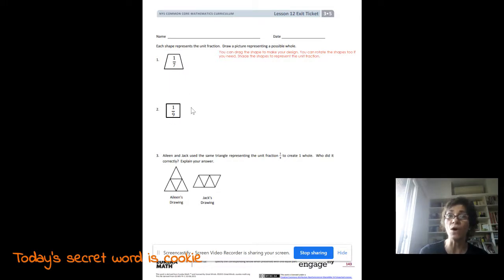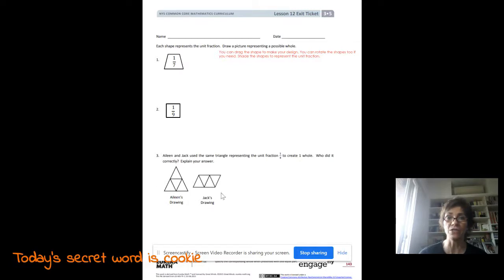Same thing here. Here I have 1/9. So I have a square. And the problem is telling me that this square is 1/9 of the whole shape. Remember, the point is that I will need 9 of those. How I decide to make my design, how I decide to design my whole is not important. The important thing is that I have 9 of those. 9/9 make a whole.